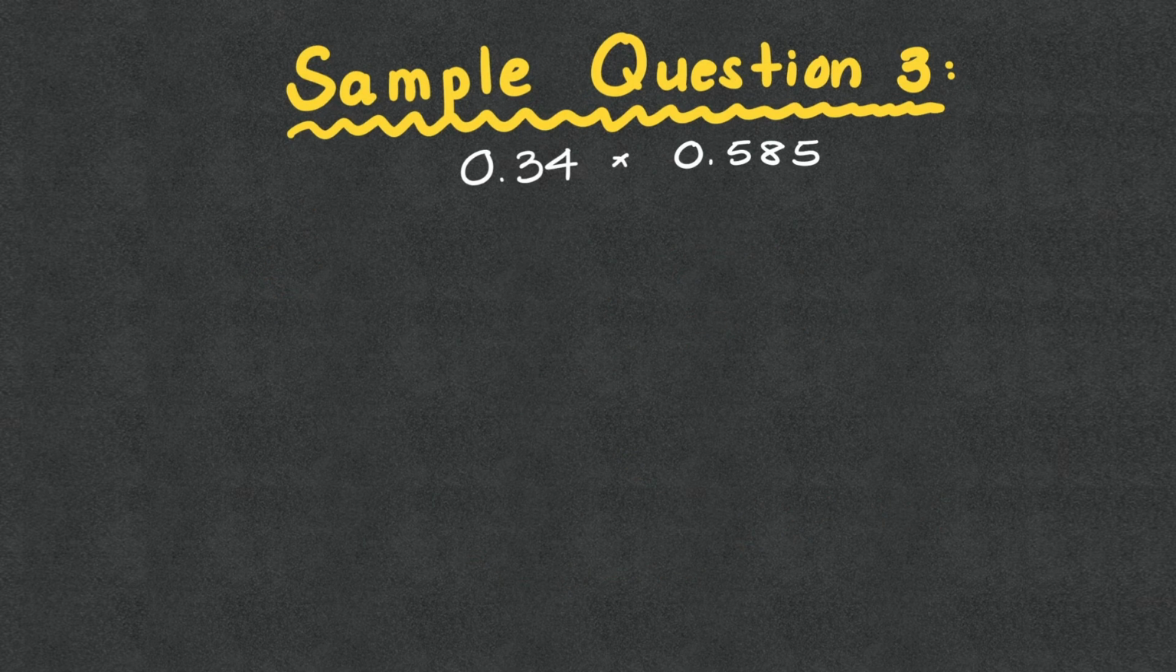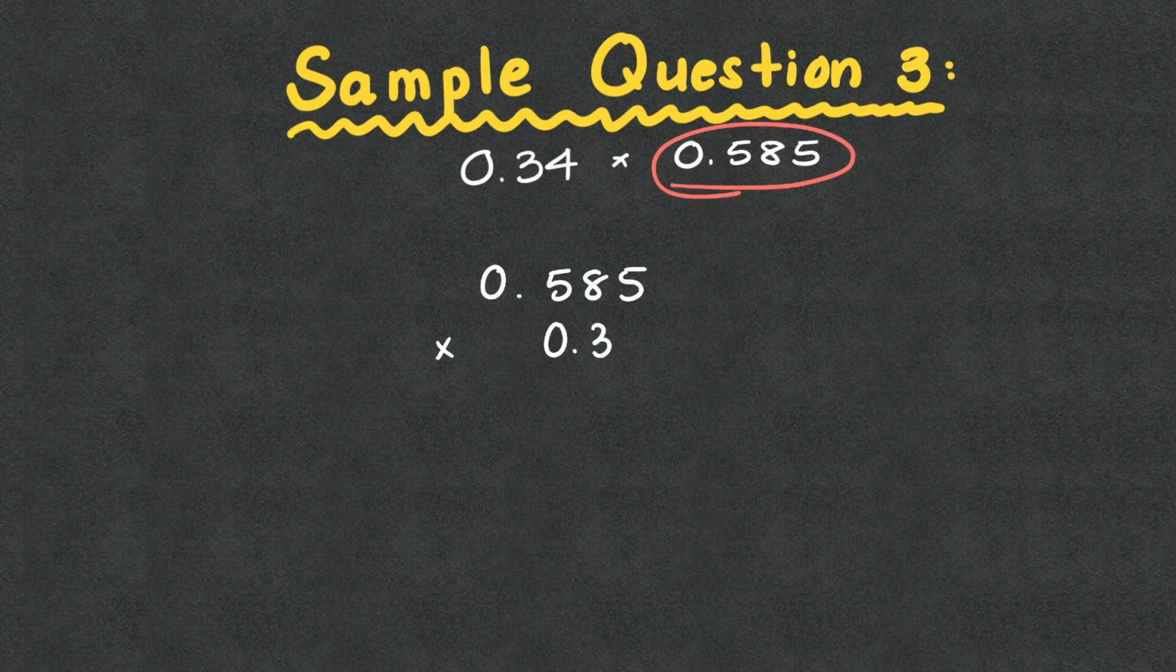Sample question number 3. We have 0 and 34 hundredths times 0 and 585 thousandths. I know I mentioned before number of digits. Because this has more digits, I like to put that one on top. I like to not do too many placeholder zeros because then that can make it just a little bit messy and not the biggest fan of that idea.